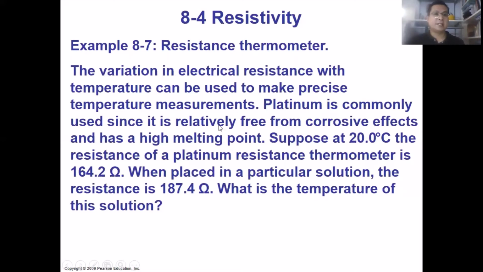The variation in electrical resistance with temperature can be used to make precise temperature measurements. Platinum is commonly used since it is relatively free from corrosive effects and has a high melting point. Suppose at 20 degrees Celsius, the resistance of a platinum resistance thermometer is 164.2 ohm. When placed in a particular solution, the resistance is 187.4 ohm. What is the temperature of this solution?